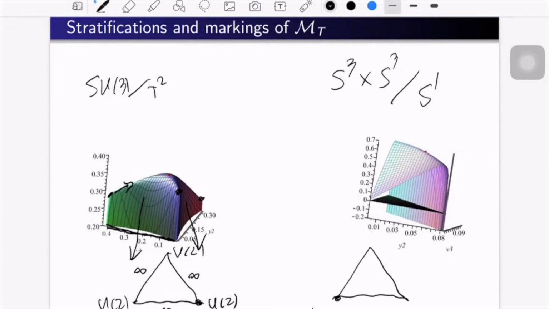One vertex is a T2. Then the strata here is S3 cross S1, and here S1 cross S3. That's an infinity strata, the vertex and infinity strata. Here you can see the two torus has limit 0, as predicted by the canonical variations.